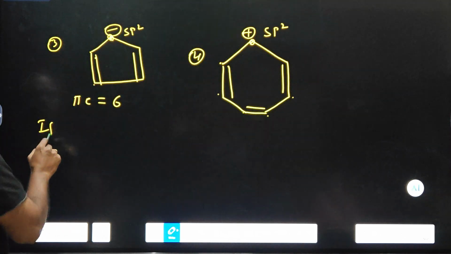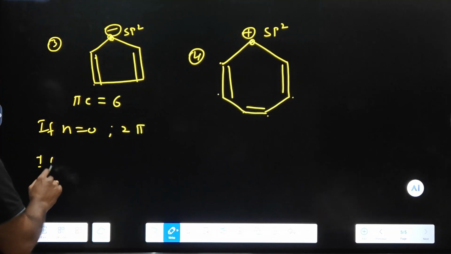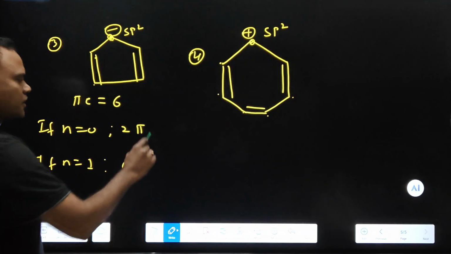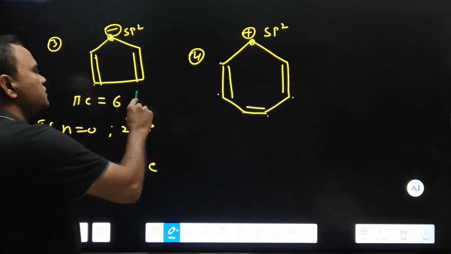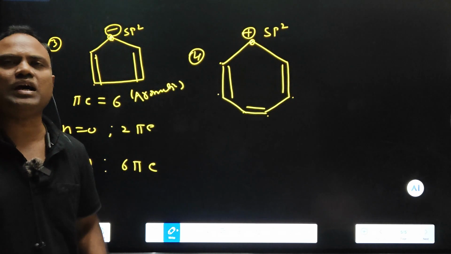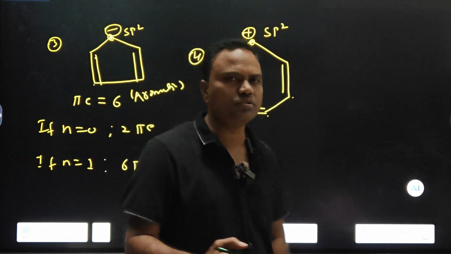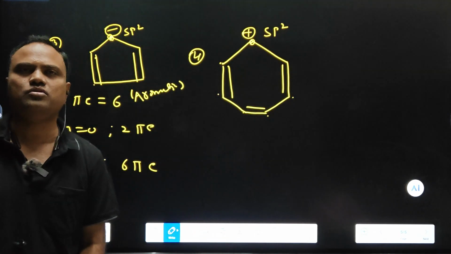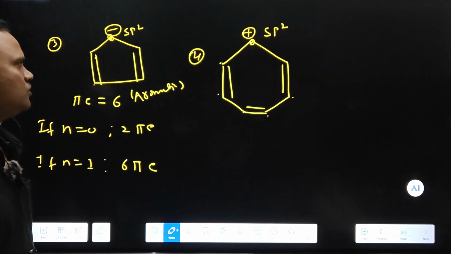If n is equal to 0, how many pi electrons will we get? 2 pi electrons. If n is equal to 1, how many pi electrons will we get? 6 pi electrons. So for n is equal to 1, it is satisfying Huckel's rule. So this compound is aromatic. Note down its name also: cyclopentadienyl anion. For important examples, I will give the names. Cyclopentadienyl, 2 double bonds are there, dienyl anion. Cyclopentadienyl anion.